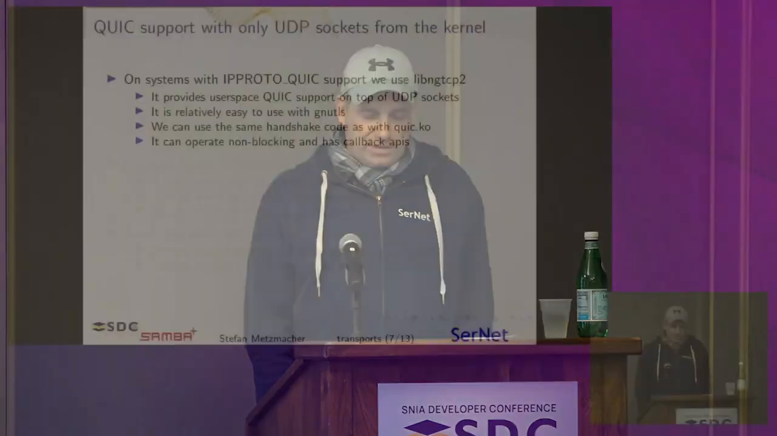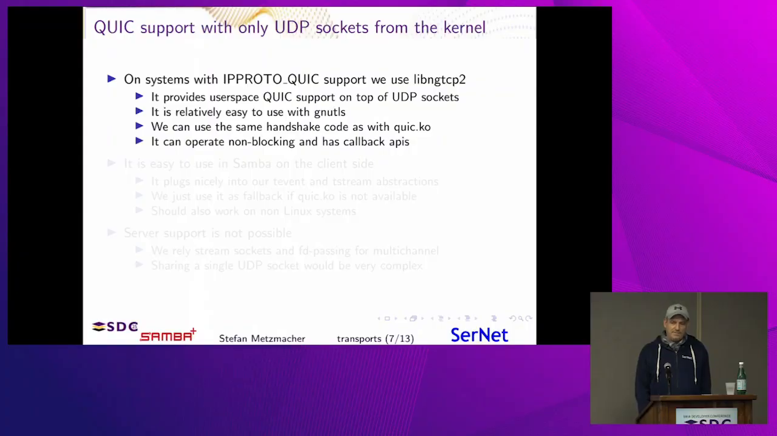And yeah, the libngtcp2 can hook into various crypto libraries, and as we are already using GnuTLS, we use that. And basically we do the same handshake in order to set up the crypto stuff, and then we can operate non-blocking with callback APIs.